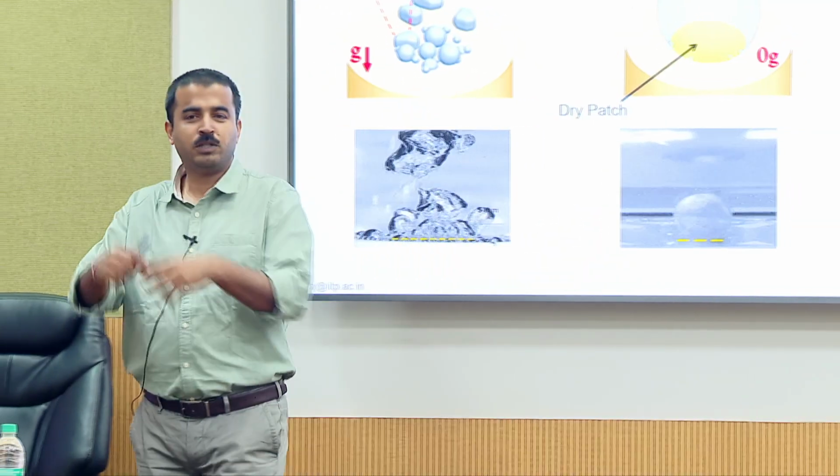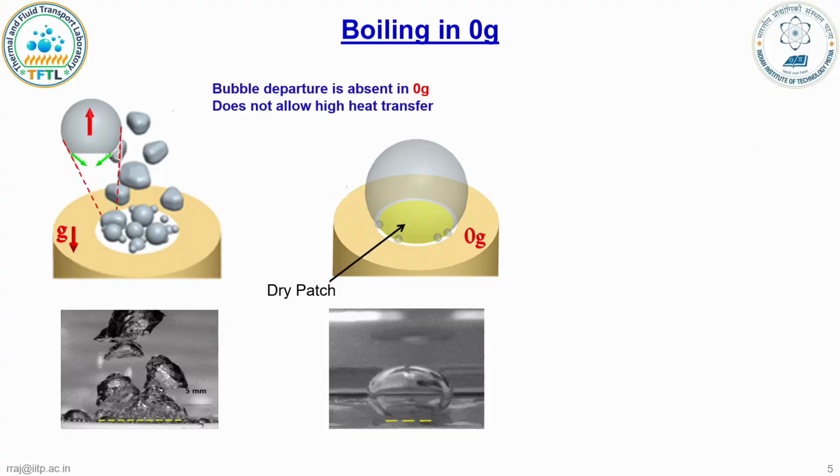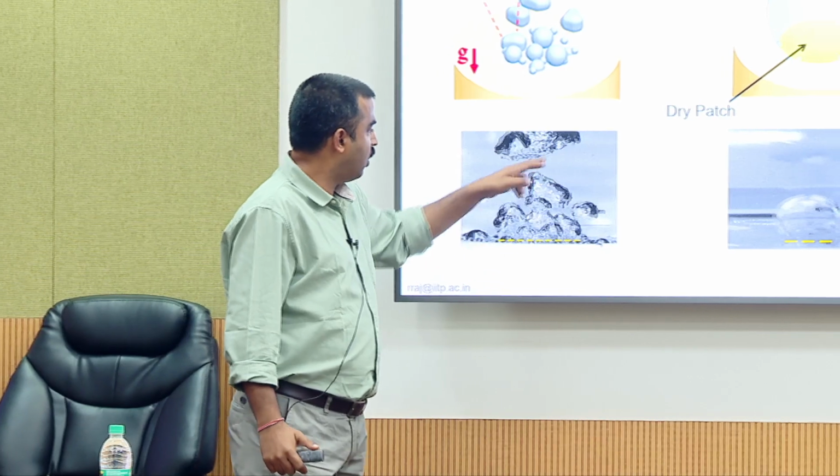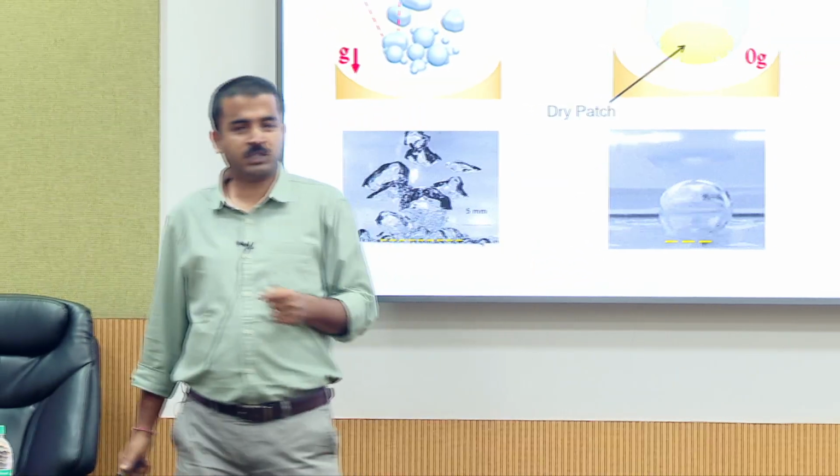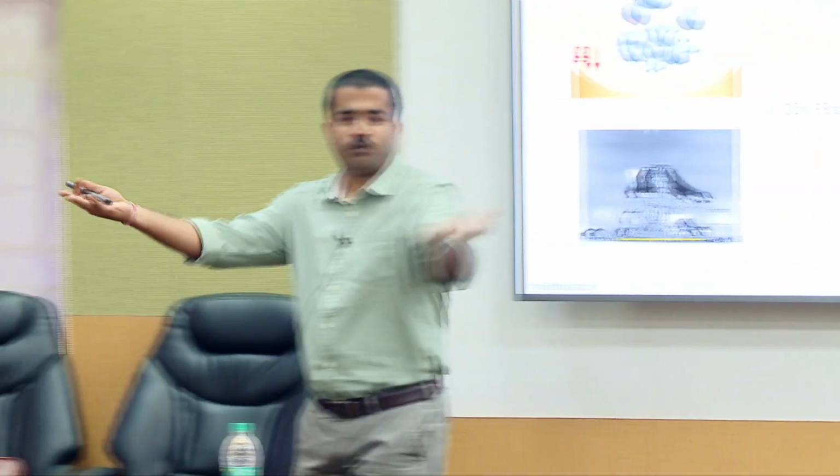You have smaller bubbles nucleating, coalescing, forming a big bubble because there is no force of buoyancy which wants to take these bubbles away. So only surface tension is acting. All of these bubbles will coalesce and form a single bubble. The problem is, if you encounter this situation, now all of your heater is dry, you are not going to use the phase change heat transfer. All the advantages of boiling heat transfer, phase change heat transfer are gone. And that's primarily because the body force, gravity or buoyancy, is gone.